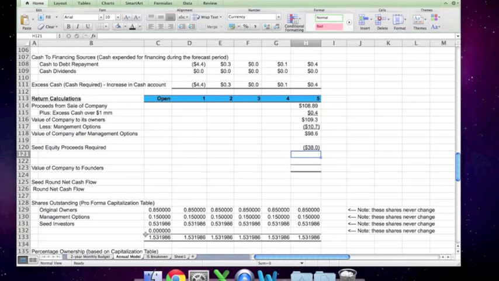Now down here you can see in the cap table that that's already been translated to a number of shares, and you may wonder correctly, where did that calculation come from? And we will go through it in a minute. So the value of the company to its founders then is simply the value of the company after management options less the seed equity proceeds. Now I'm going to make it a larger area here and include some other rows for reasons that will become evident later.